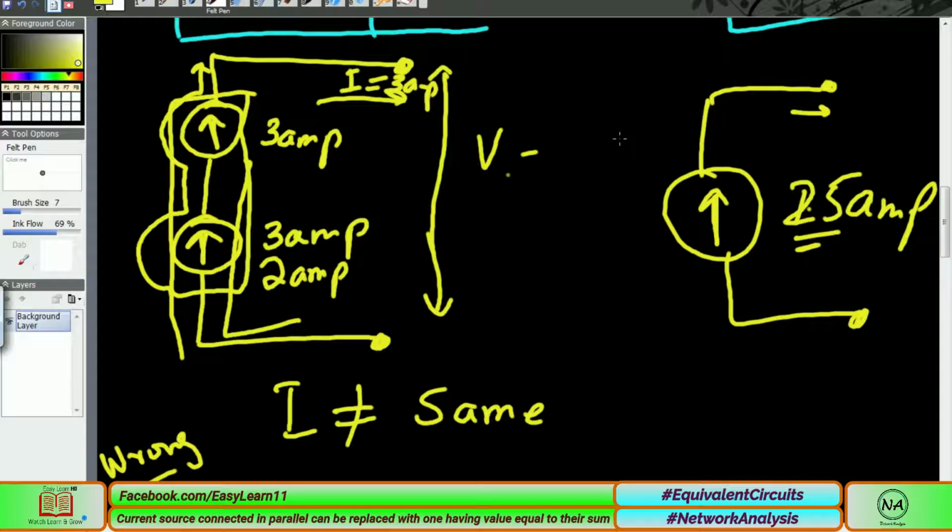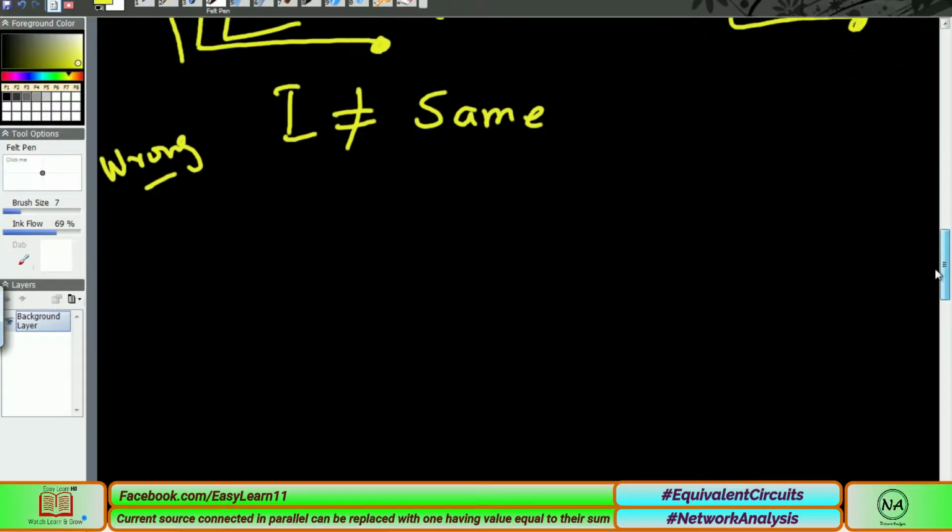So always try to choose the right options. This is actually the game of the series and the parallel combination. Current sources cannot be connected in series unless they are identical sources. Always remember. Okay, coming towards the next example.